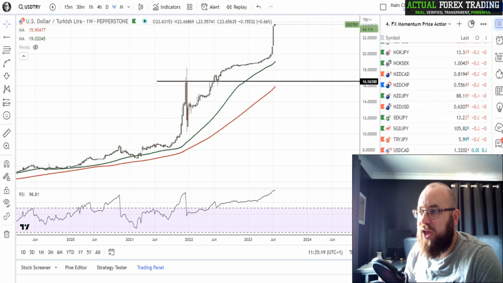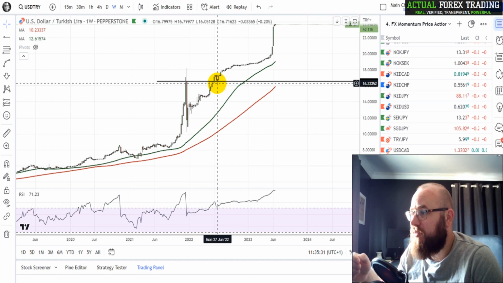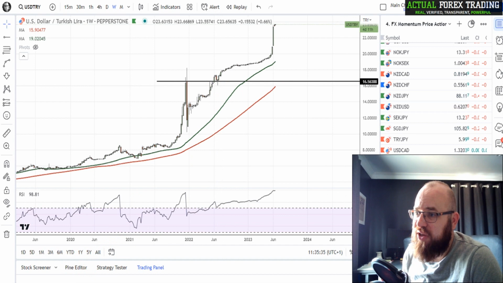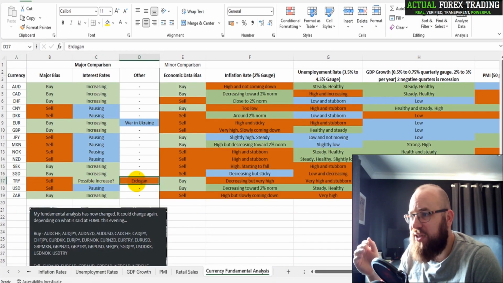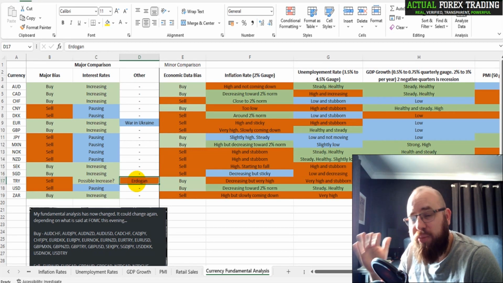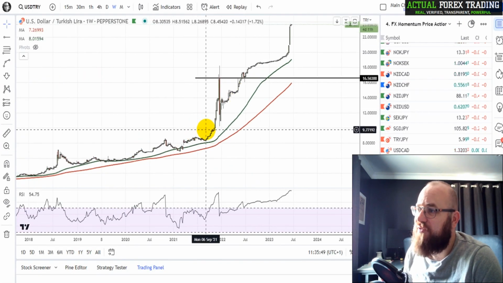The reason for that is potentially a change in interest rates. There we go again, interest rates. A change in monetary policy by the central bank of Turkey. And it's not really the central bank of Turkey, it's their president, Erdogan. This is all explained in the previous video, but basically interest rates should have been going up in Turkey, but they haven't been. And it's causing great weakness in the lira and has done for many years now.